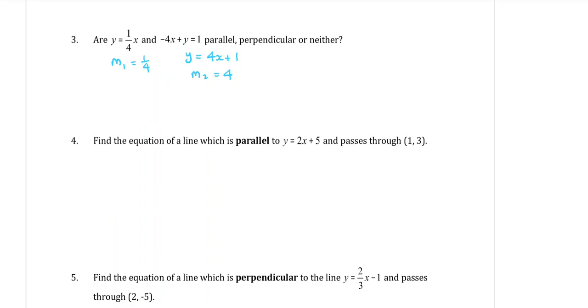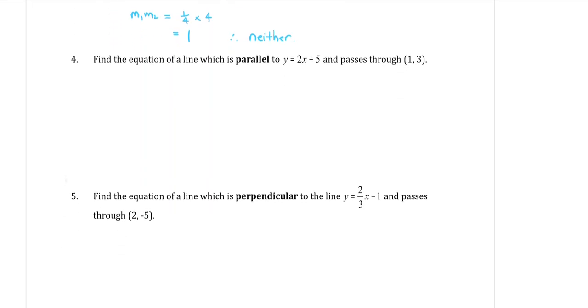m1 is equal to a quarter, m2 is equal to 4. They're not equal, so do they times together to give -1? So we have a quarter times 4, they equal a positive 1, not a -1, which means they're not perpendicular either, which means that they are neither.